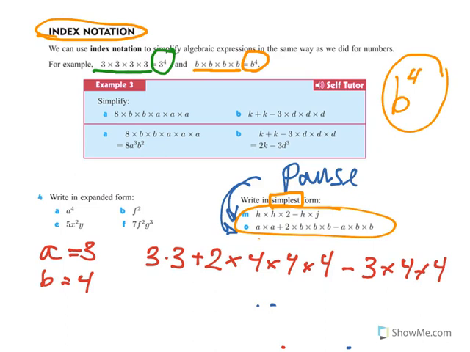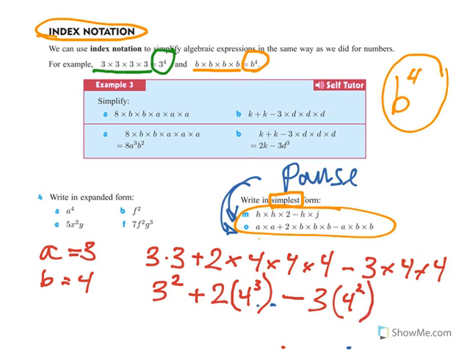Okay, now let's break this down and simplify this. 3 times 3 would be the same as 3 squared plus 2 times 4 times 4 times 4. So that would, in a sense, be 2 times 4 to the power of 3, right? Minus 3 times 4 times 4, which would be, in a way, 3 times 4 squared. Now, this should make sense to you, and if you did it on a calculator, you realize that's the way it is.